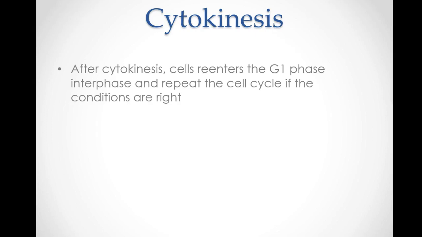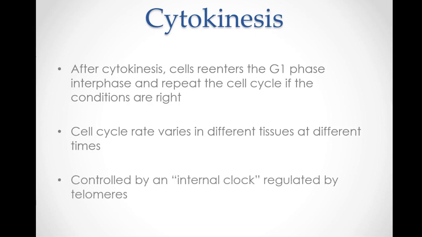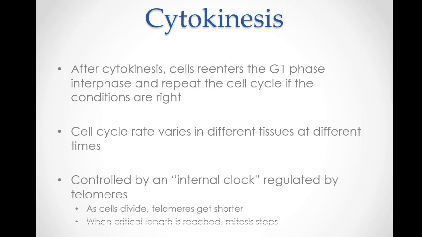Skin cells, which are almost constantly dividing because, again, you slough off and lose so many skin cells on a regular basis, go through that cycle very quickly. Whereas other cells in other parts of your body go through it much more slowly because you don't need to replace those cells on a constant basis. And again, rates vary depending on different tissues and at different times, and it's all regulated by this internal clock.